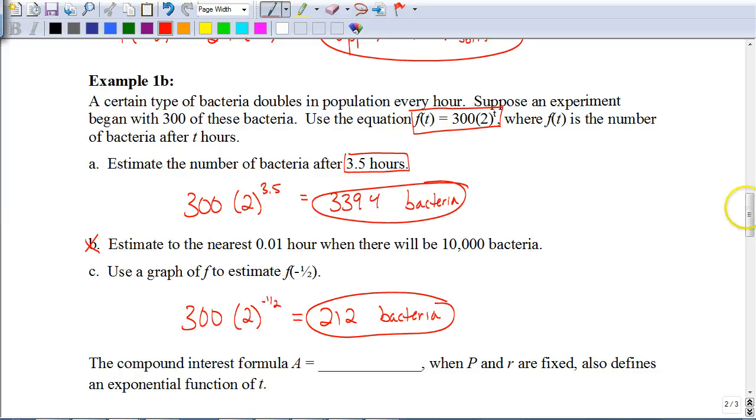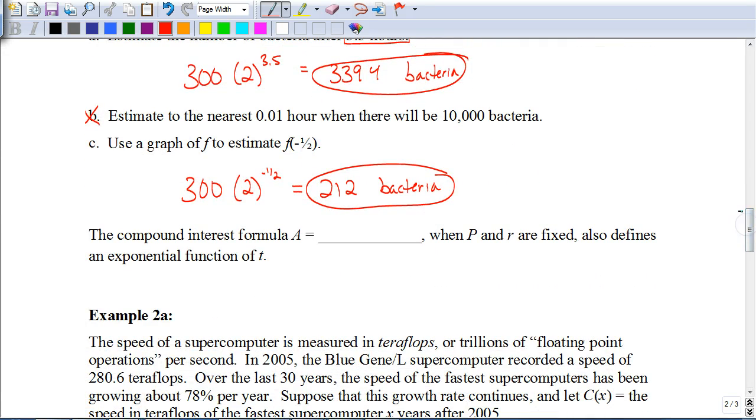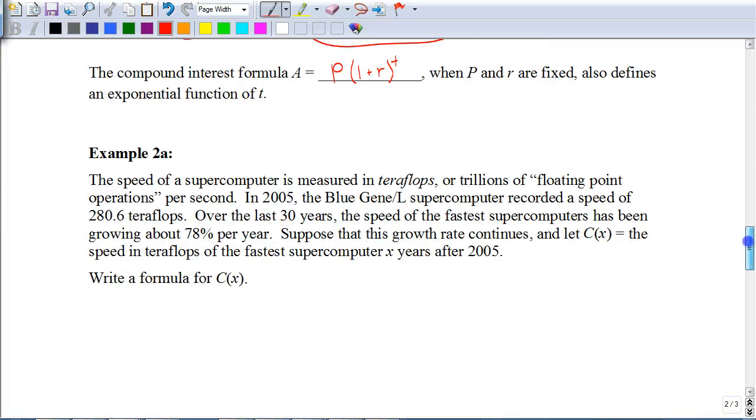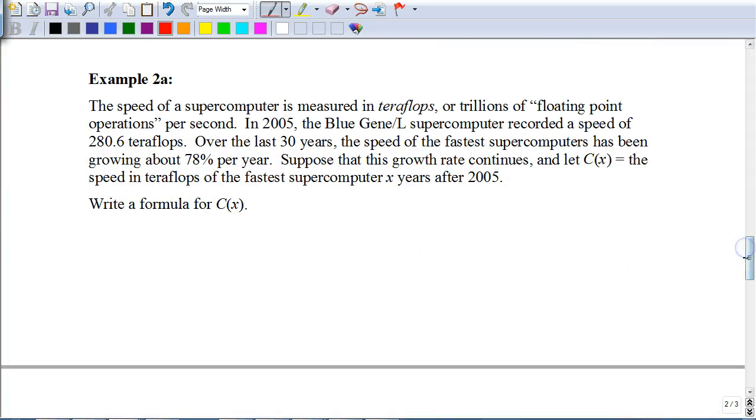Now another example of exponential functions would be a function that we've talked about in the past, and that would be the compound interest formula. The general compound interest formula, remember, was this. It was a principal times 1 plus r to the t power. So that's another example of an exponential function. Let's look at some story problems and how you can set up, again, your equation for these.